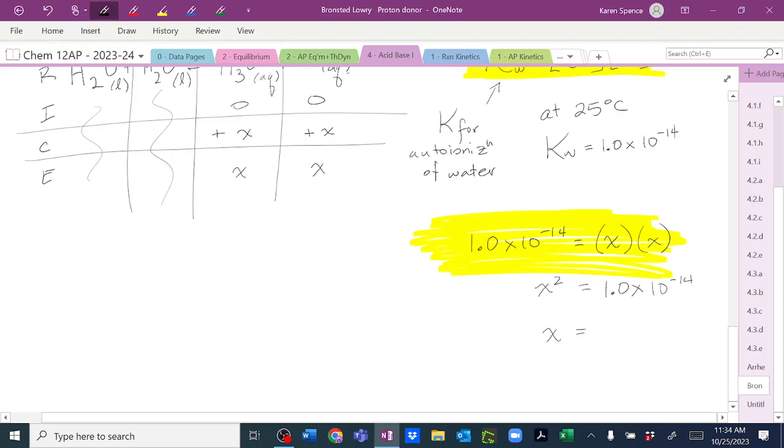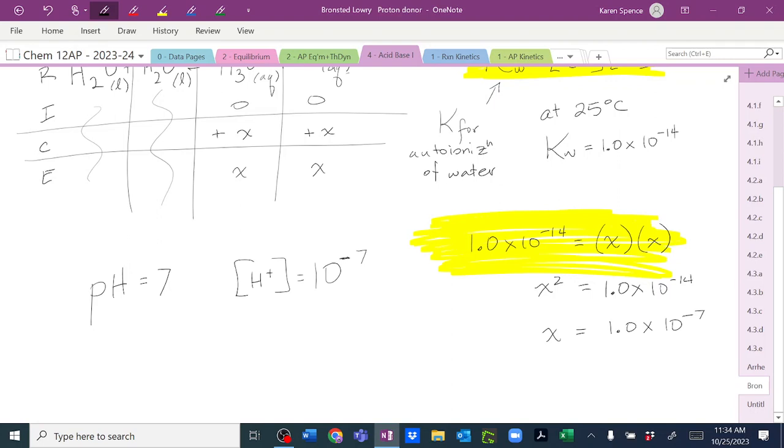And therefore X is equal to 1.0 times 10 to the negative 7. And remember, if you have a pH of 7, then the hydronium ion concentration is 10 to the negative 7. So that's when they're equal. That's only at 25 degrees Celsius, because what does changing temperature do to a K value? It changes it.